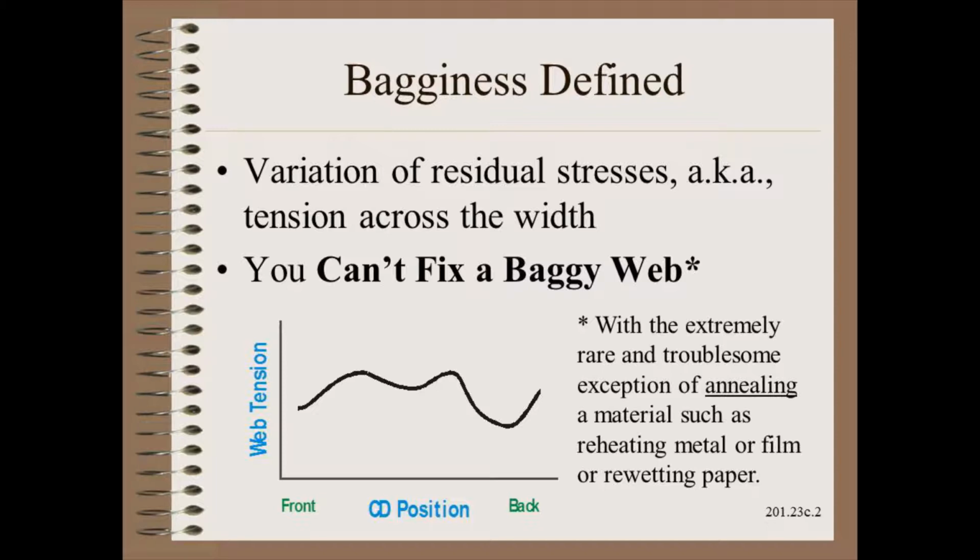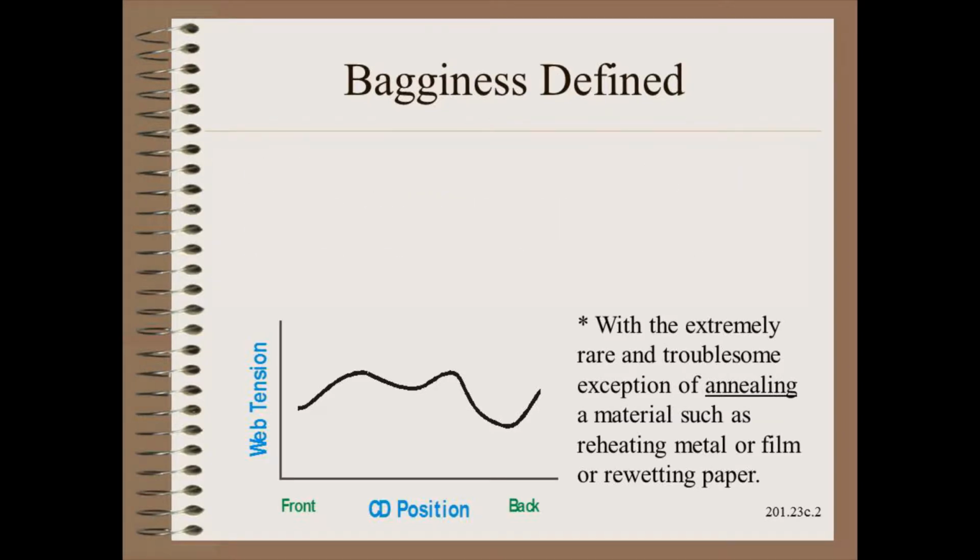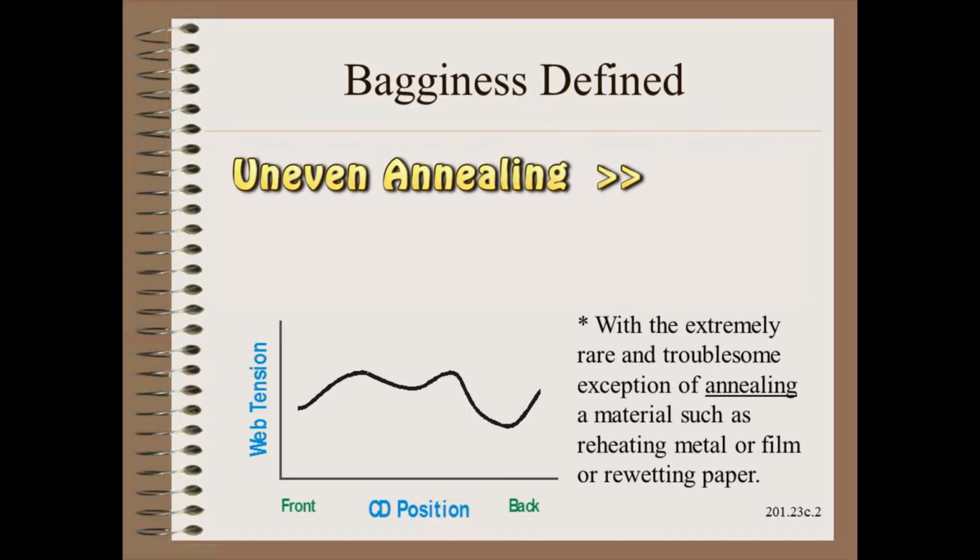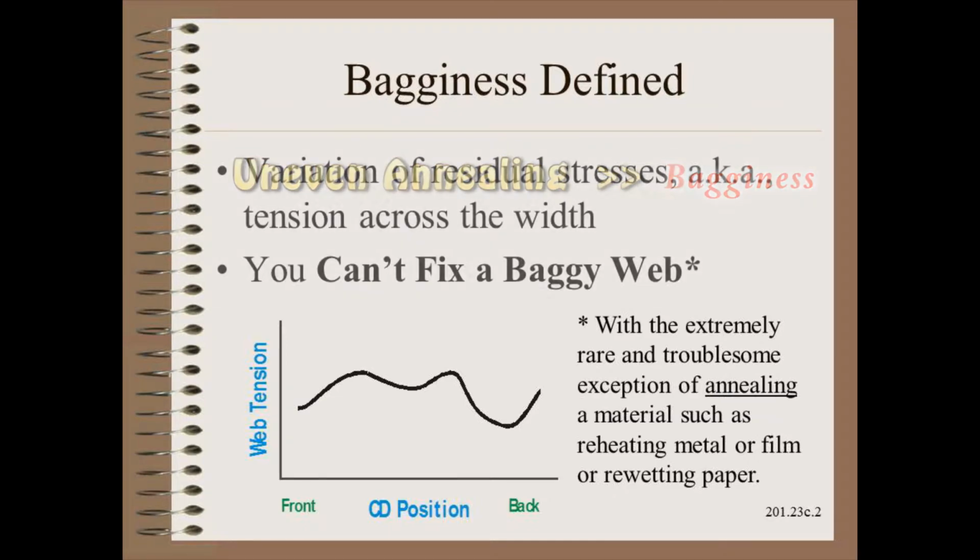One extremely rare and narrow exception is to anneal a material, such as reheating metal or film, or wetting or decurling of paper. However, even then, annealing may cause more trouble than it solves in this regard. Guess what happens if the annealing process is uneven? Bagginess is produced.